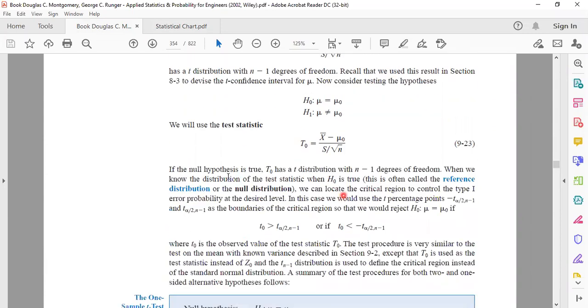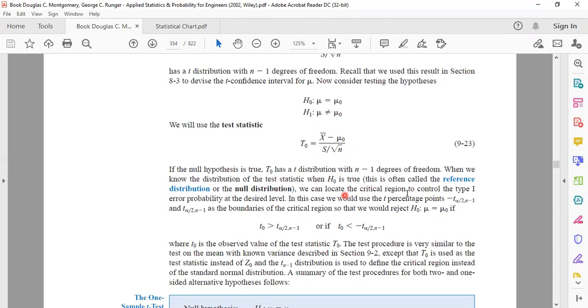Now, let us read this particular paragraph that is written over here. If the null hypothesis is true, T naught is the specific value of this quantity when we put the respective values of different items that are present in the formula. So T naught is the value of capital T if it has a T distribution with n minus 1 degrees of freedom. Then we call this null hypothesis is true. When we know the distribution of the test statistic when H naught is true, this is often called the reference distribution or the null distribution.